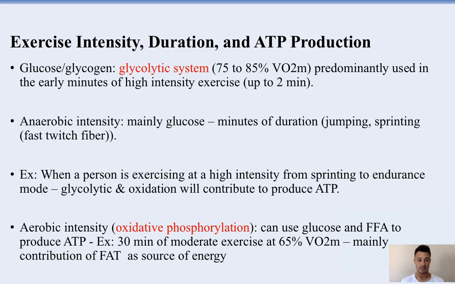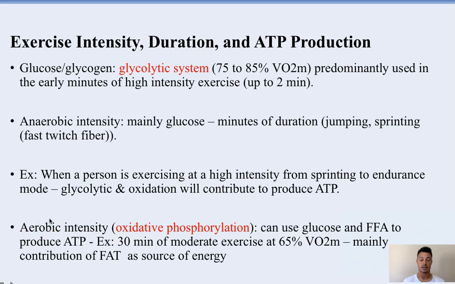So anaerobic intensity will mainly use glucose as a source of energy, and then through the system we have 32 up to 33 ATP being formed. Some activities to illustrate are jumping and then sprinting, using fast twitch muscle fiber. For instance, when a person is exercising at a high intensity from sprinting to endurance mode, glycolytic and oxidation systems will contribute to produce ATP. So we can initiate that exercise in one system, the glycolytic system, and move on to use the oxidation system, knowing that the glycolytic system using one molecule of glucose gives us up to 33 ATPs.